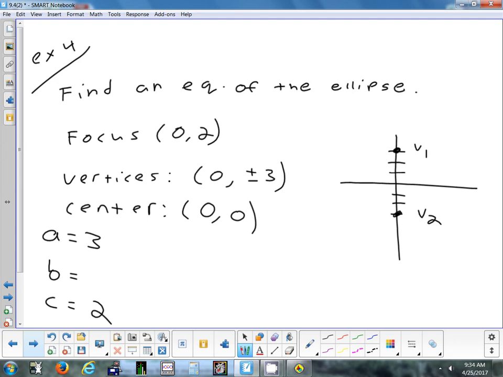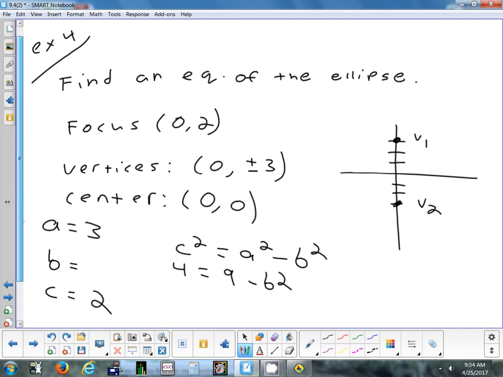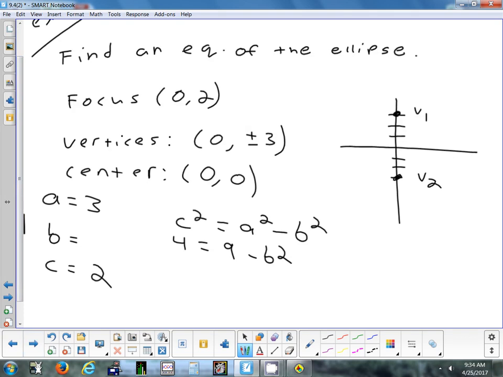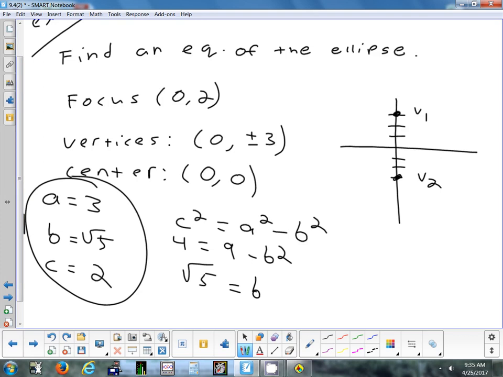Okay. And the equation, I heard some people just saying it. Use that equation to find B. Okay, so we can get 4 equals 9 minus B squared. So if we solve that out, what will you get for B? Yeah, you're going to get the square root of 5. That's what you need to write the equation.